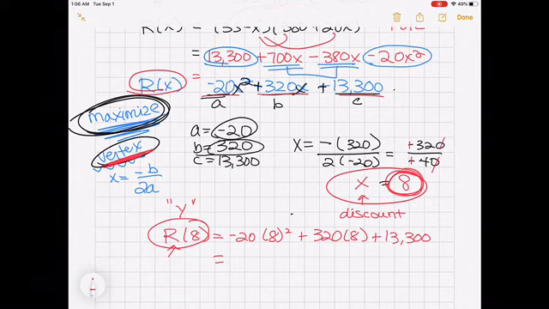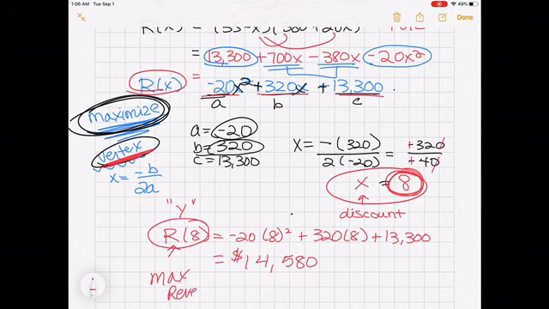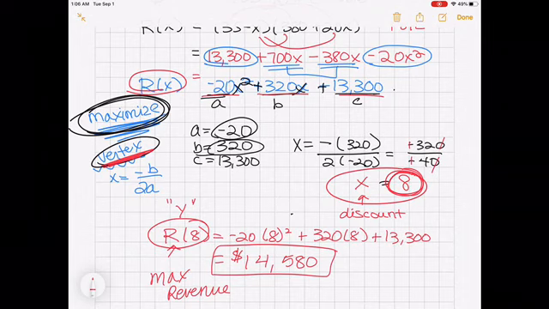And I'm just going to use my calculator for this. And we've got 14,580. So that's his maximum revenue, which is a really fun way to do it, because that way, poor Bob doesn't have to run a special every day to figure out what this would look like. He can actually use math to know exactly what he should charge right from the get-go.